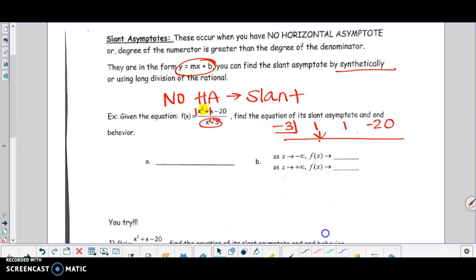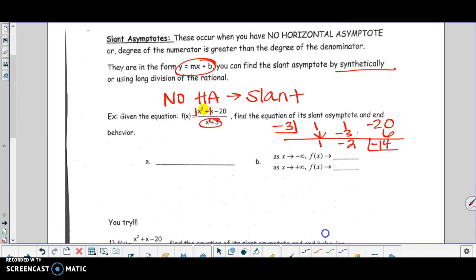Alright, so we bring down the first value. Everything below the line we multiply, and everything above it we add. We did this at the beginning of the semester. See, it all comes back at some point. So, -3 times 1 is -3. Now, adding 1 plus -3 gives me -2. And then -3 times -2 is 6. -20 plus 6 gives me -14.